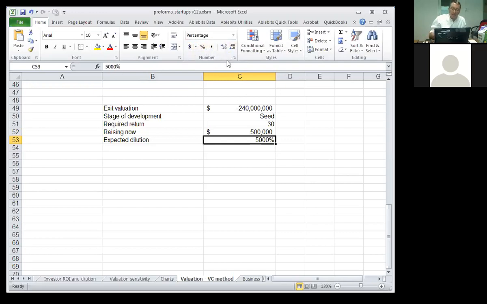Now, how did I get that rule of thumb? How many more rounds of funding are you going to need to raise between seed and exit to get to 240 million? One more? You're not going to get to 240 million with a 5.5 million investment. If you get to 240 million, you're going to need like 30 million in investment. So in real life you'll raise 3, 4, or 5 more rounds of money after me.